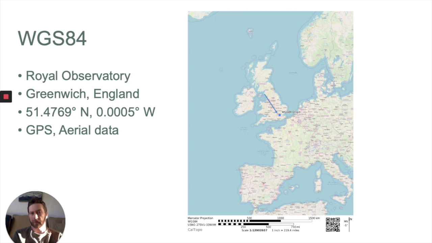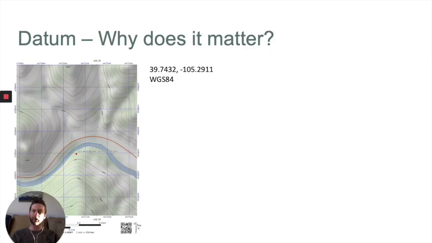And it is one of the most accurate datums available, and it's also global. So most GPS devices are defaulting to WGS84. If you have a GPS on your smartphone, that's probably going to default to WGS84. But we're going to get into why you might need to change it here in just a second. So why does it matter?